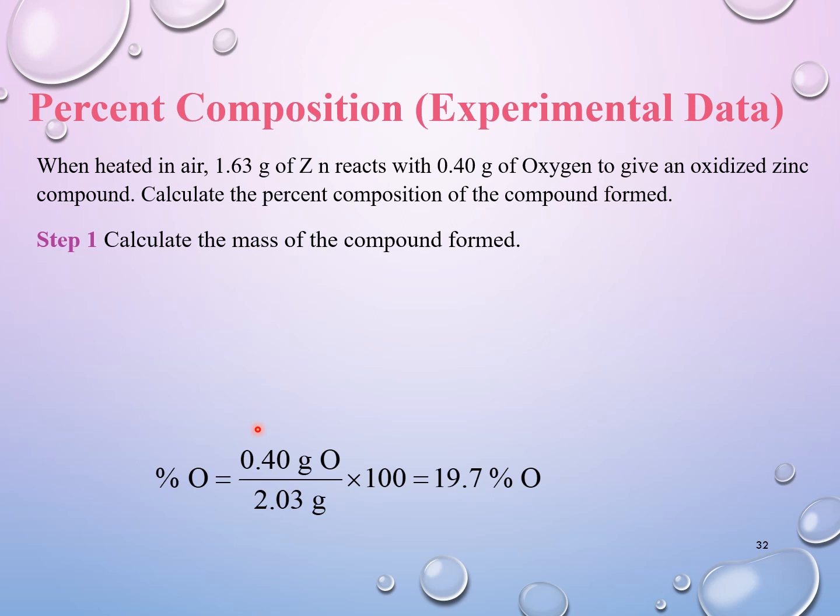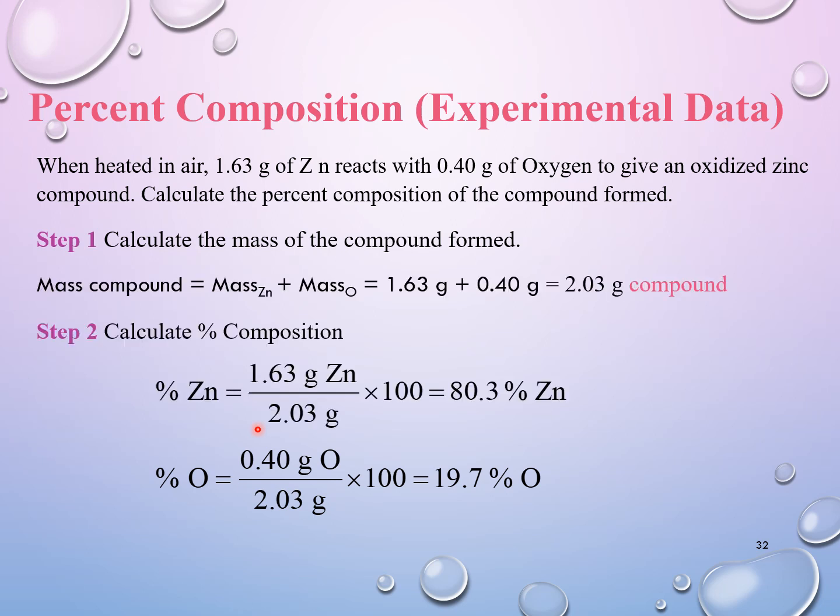Now, if you wanted to do the other component for zinc, we do the same way. We take 2.03 on the bottom, we take 1.63 grams of zinc on the top, times 100, we get 80.3% zinc. So technically, once you calculate oxygen or zinc, you can just take 100 minus the other part, like 100 minus 19.7, you would get 80.3 anyway. So that's one way we can do that. Or you can do 2 separate steps like this.